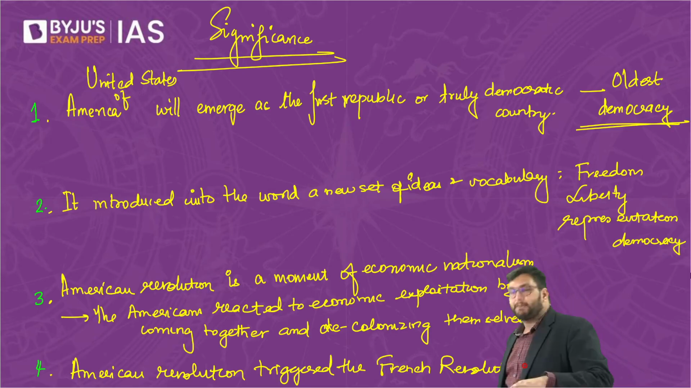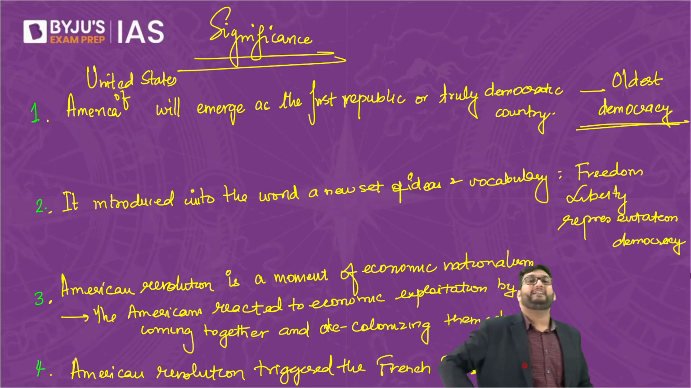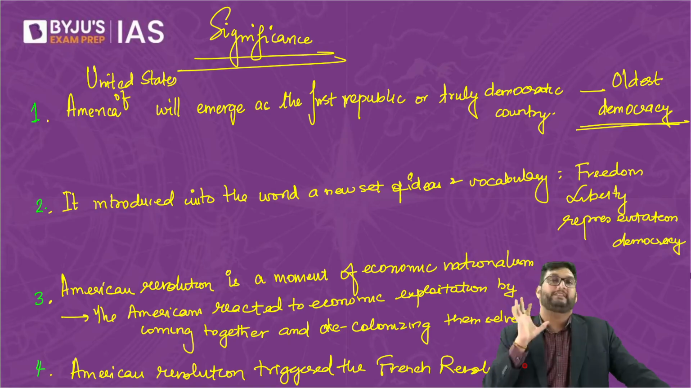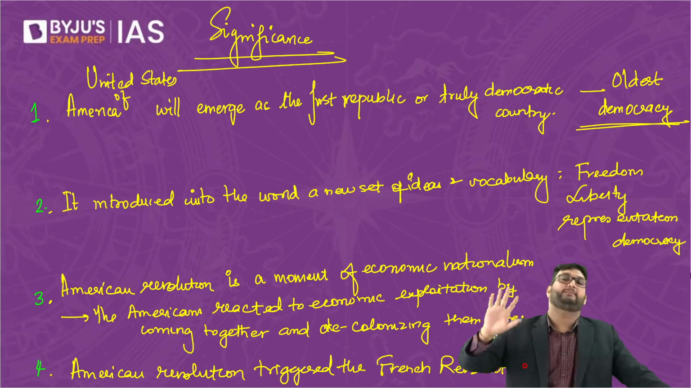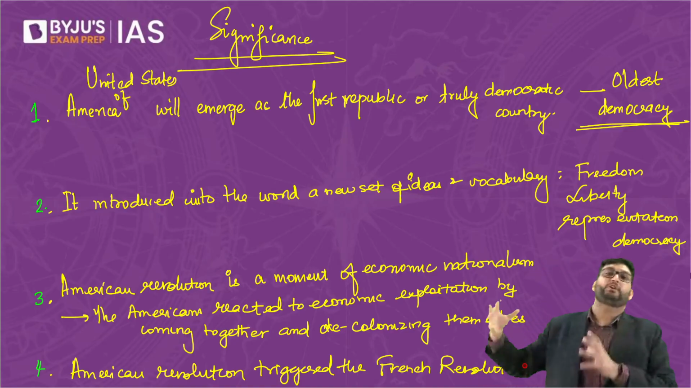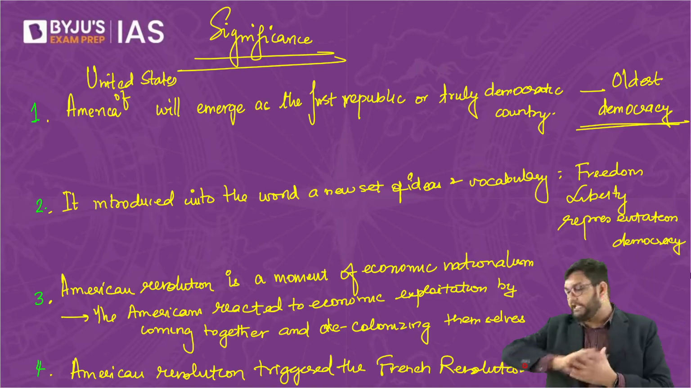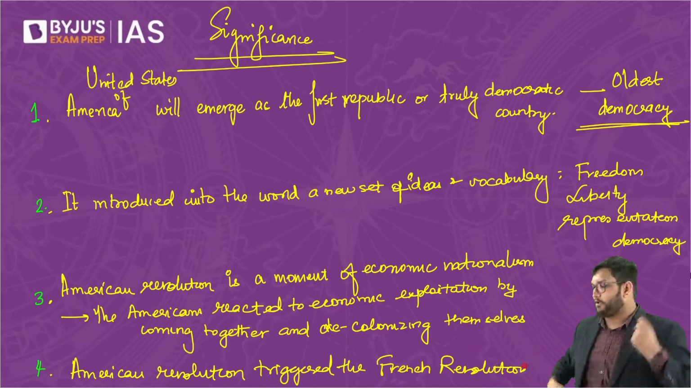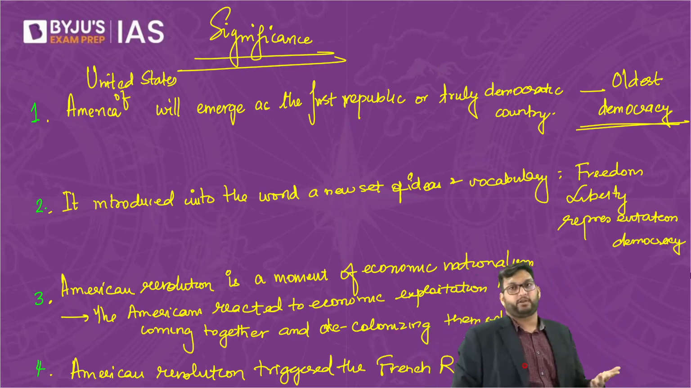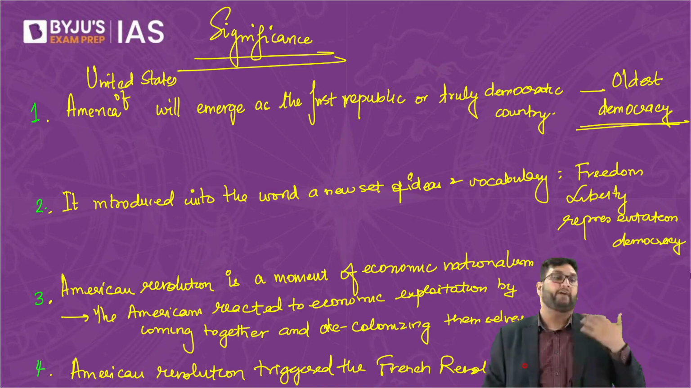This links up with the third point, which is that when we talk about nationalism, which is people coming together, it is a moment of economic nationalism. The whole syllabus of world history is nothing but different types of nationalisms. This is called economic nationalism. For France it is called political nationalism. Here, against economic exploitation, people came together and decolonized themselves. So it is a true example of economic nationalism against what we call mercantilism. Mercantilism is merchant-based exploitation. They fought against it and they won against it.